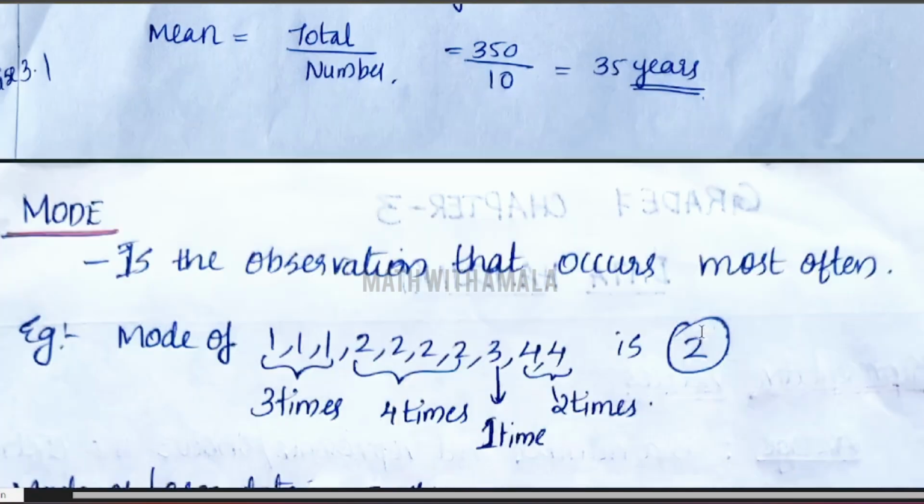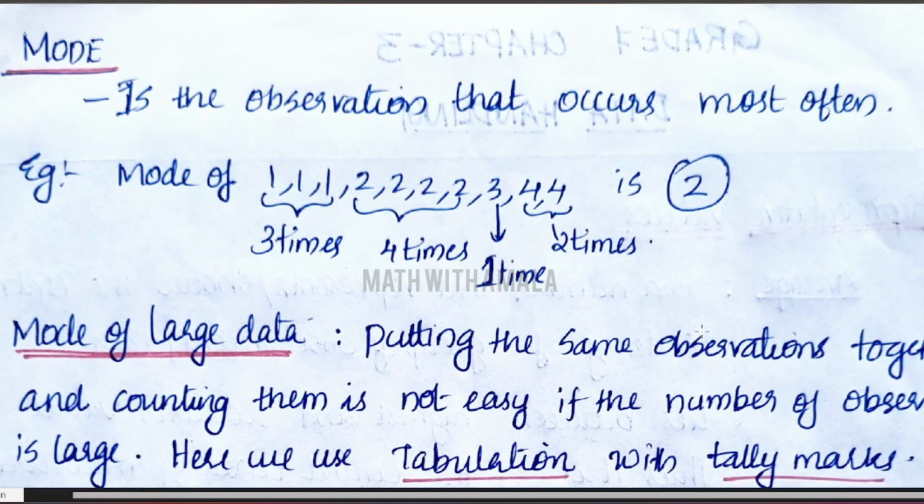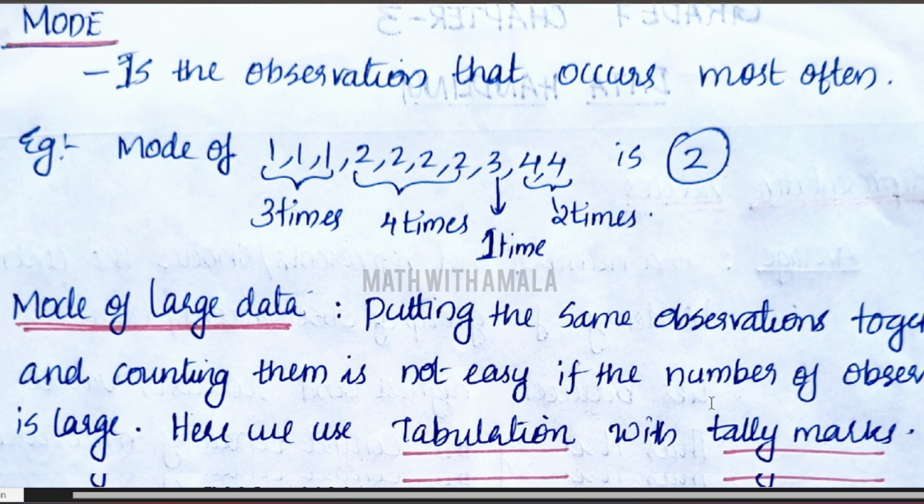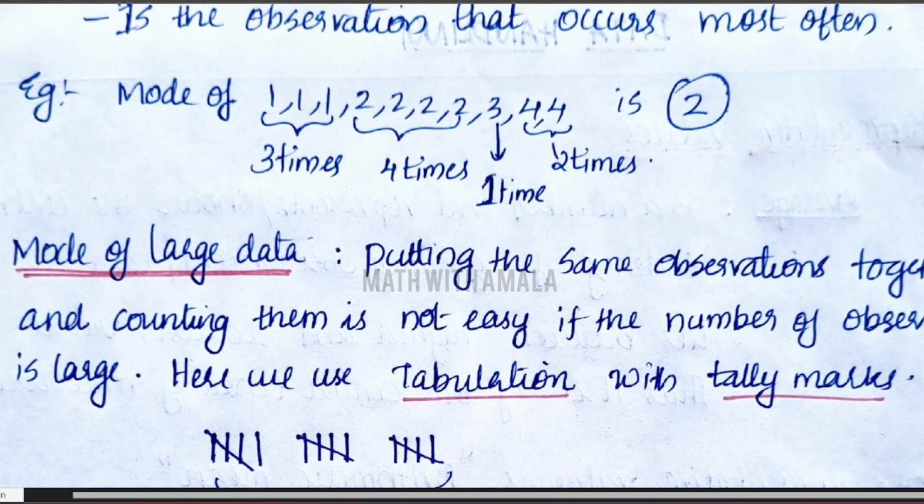Now let's move to another central tendency, which is the mode. Mode is the observation that occurs most often. Mode of a given data like 1 1 1, 2 2 2 2, 3, 4 4 is 2 because 1 is happening only 3 times, 2 is happening 4 times, 3 is only 1 time, and 4 is 2 times. So 2 is occurring the most times, 4 times. Hence the mode of this data is, of course, 2.